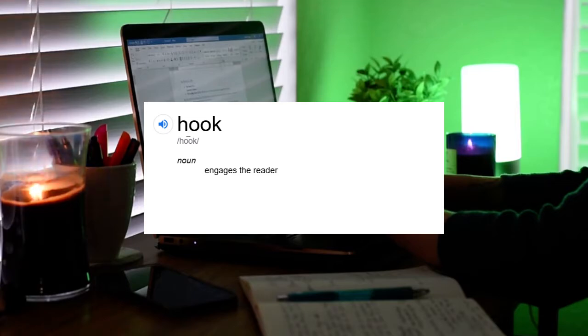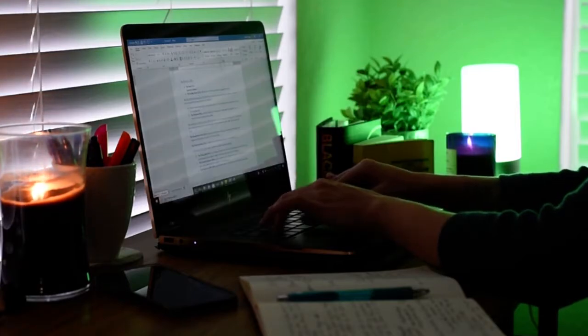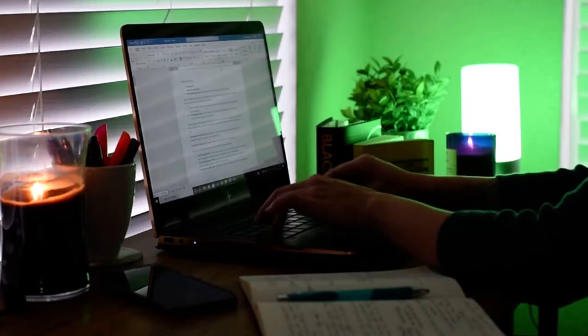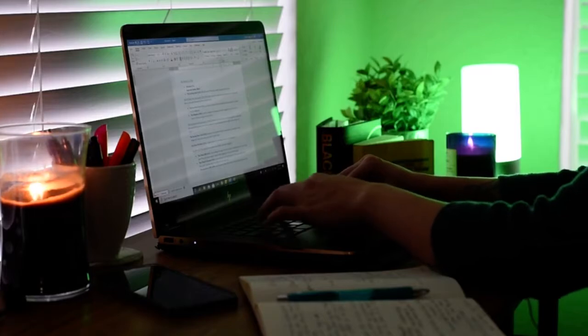Your hook is a critical part of your story, and your title can act as a hook as well. It must engage the reader and also convince the reader that they want to know what comes next. The best way to accomplish this is with tension and conflict. Try not to overthink it.